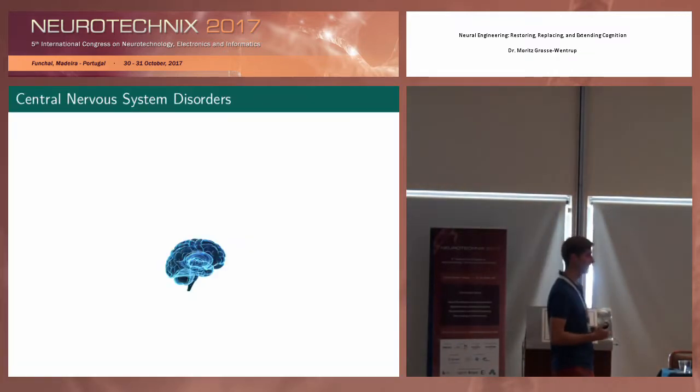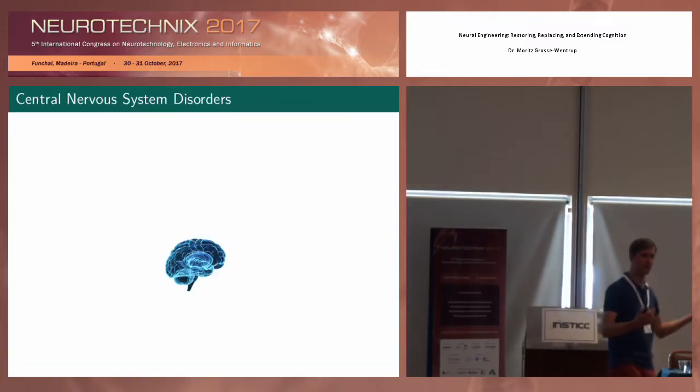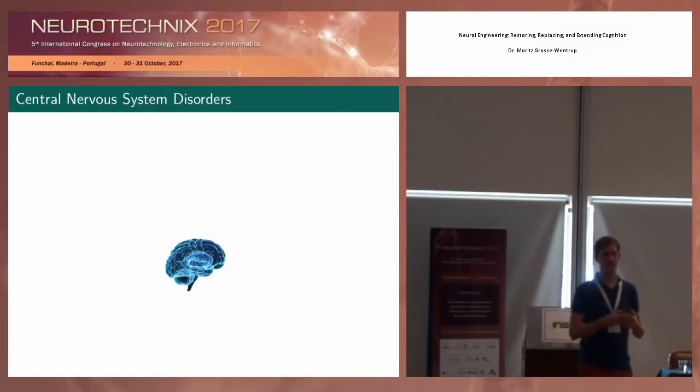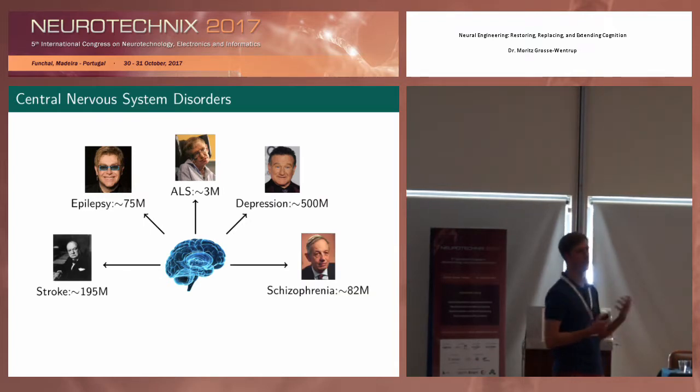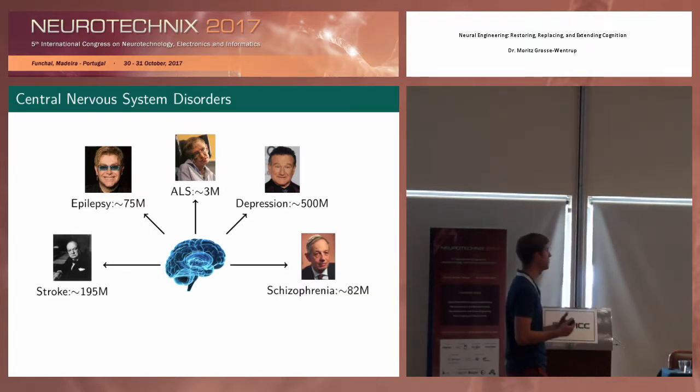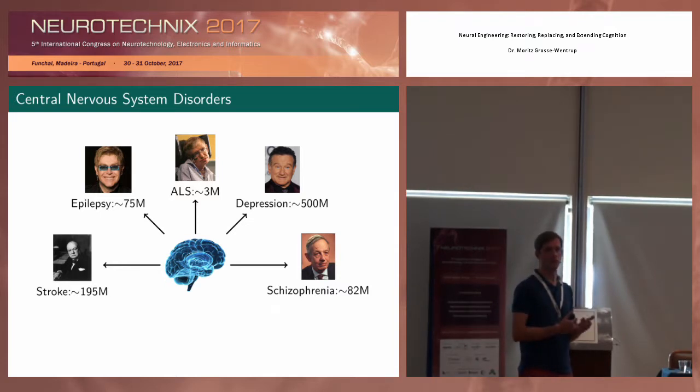So, setting the stage. Our brain is this marvelous system that can do many, many things. But if things go wrong in the brain, this gives rise to various cognitive disorders like stroke, epilepsy, amyotrophic lateral sclerosis, depression, schizophrenia. And a large percentage of the worldwide population is affected by such disorders with cognitive deficits.